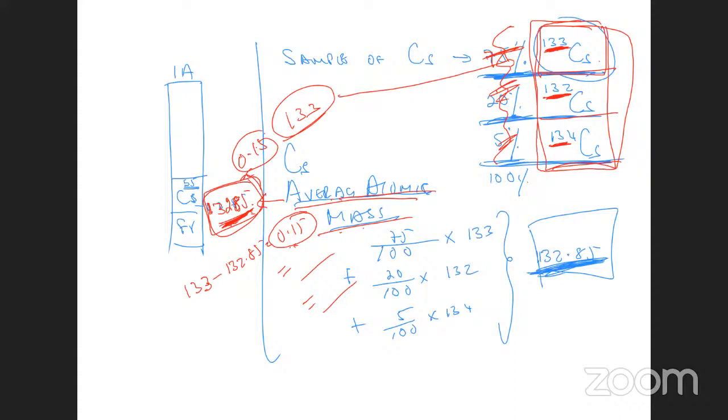Okay. All right. So to clear this one, we'll do a few questions. So suppose you have 80% of iodine 127, 17% of iodine 126, 3% of iodine 128. Okay, so if they ask you to calculate the average atomic mass, what do you do?